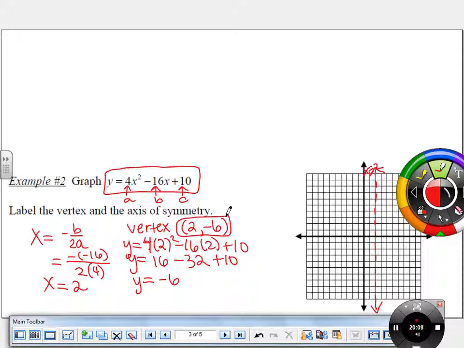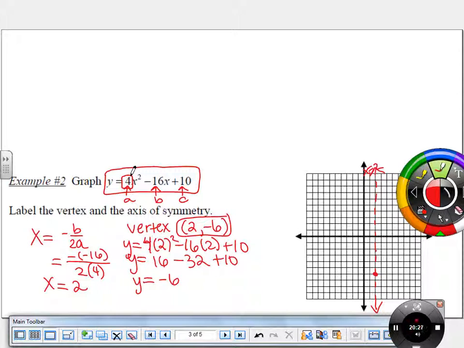So 1, 2, 3, 4, 5, 6. There's my vertex of 2, negative 6. I expect this parabola to be concave up because the a value is positive 4. And I also expect it to be stretched vertically compared to the parent function because of that a value.